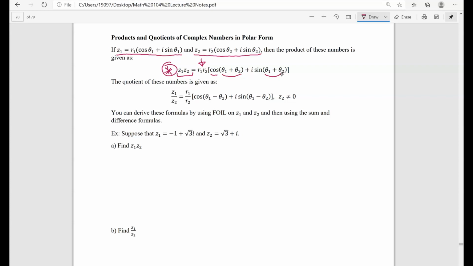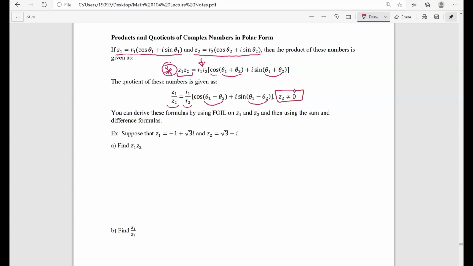And also, if I wanted to divide two of them, and we saw that that can be a little difficult as well, all we have to do is divide the r values and then subtract the theta values. This is on the condition that z2 is not 0, because if it's 0, then it's undefined.